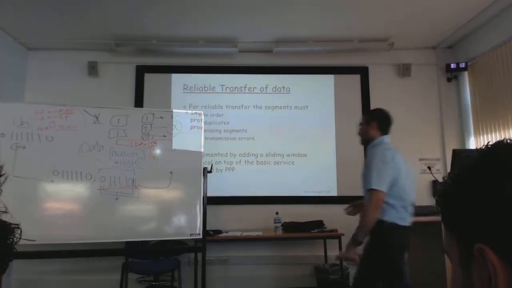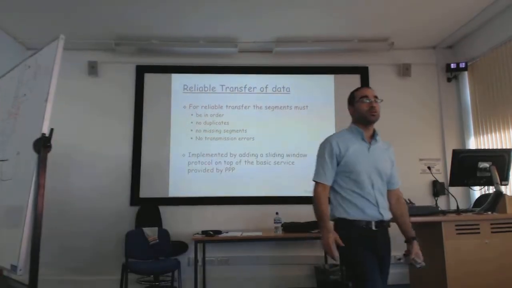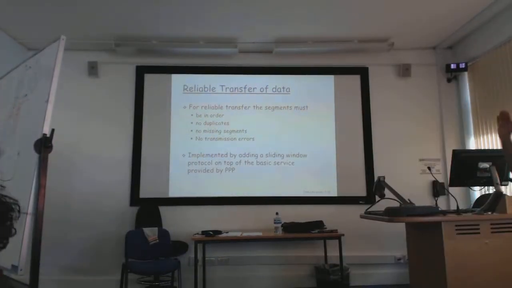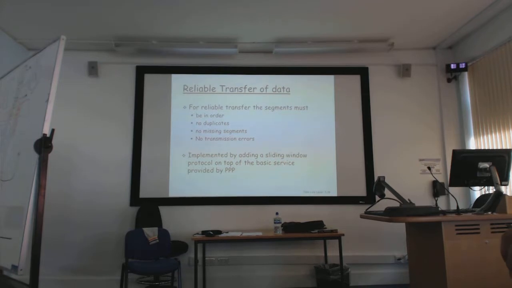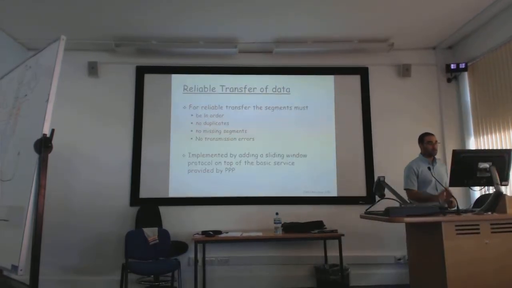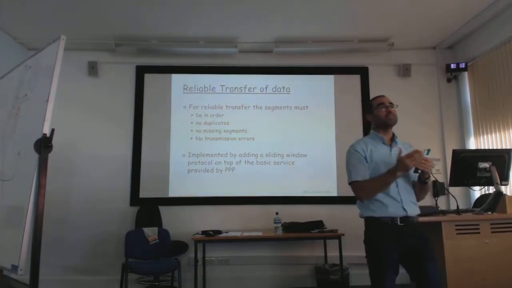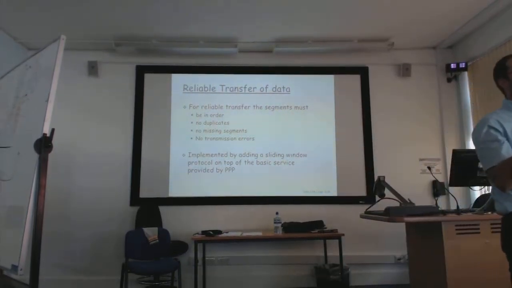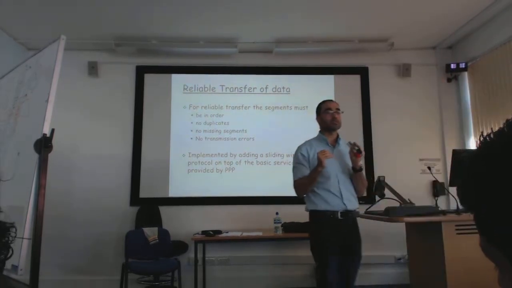The question is, how do I do that within an unreliable service with point-to-point protocol? Already said that we implement it by adding a sliding window protocol on top of the basic service provided by point-to-point protocol. Okay? How can I achieve those? Already mentioned, we achieve this by providing a sequence number. That's the main and essential part of providing those 4 requirements.